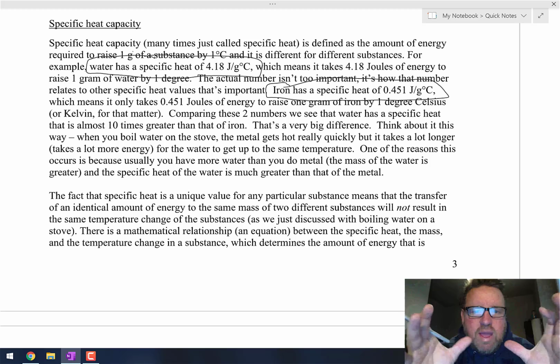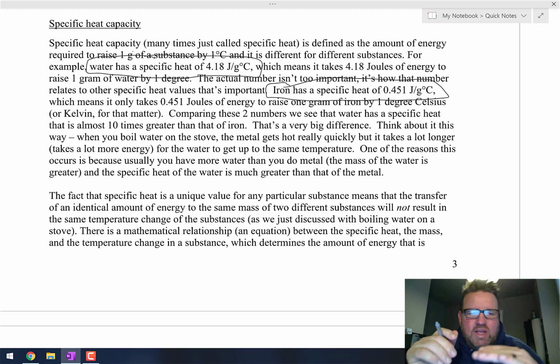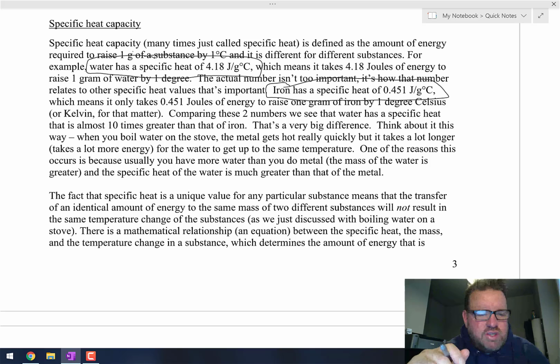Okay, obviously the amount of the water also is important. If the mass of the water is much, much higher than the mass of the pan, then that's going to affect it as well. Okay, and so every single substance has a different specific heat. So that means that the amount of energy that you transfer to it will not result in the same temperature change. Okay? That's why you heat up the pan and you boil the water.